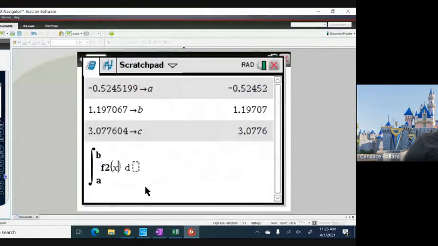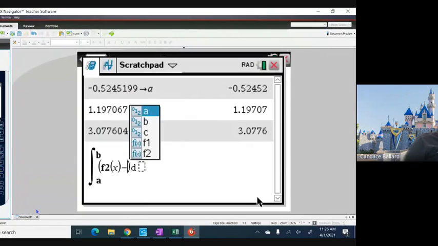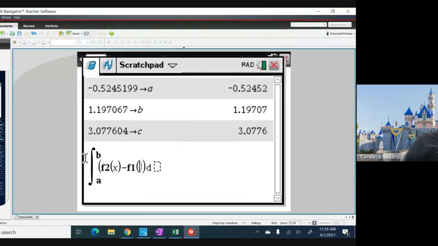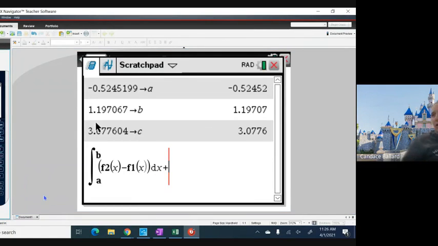F2 of X minus, notice it adds parentheses for you, F1 of X dx. And then look at the size of the cursor. See how it's small, and then I just arrow and it becomes big. So I just push this arrow right here, it becomes big. Then I put a plus sign, because we're going to do this all in one shot. All right. And then we're going to do another shift plus.